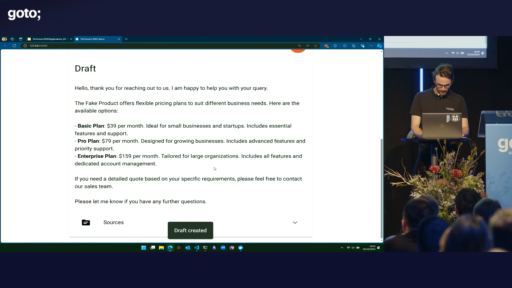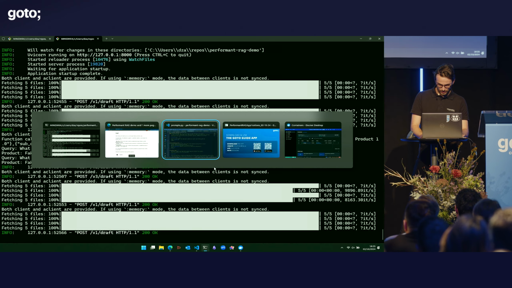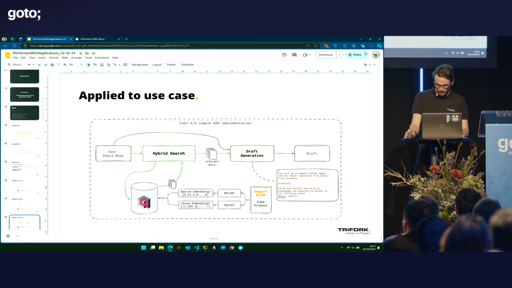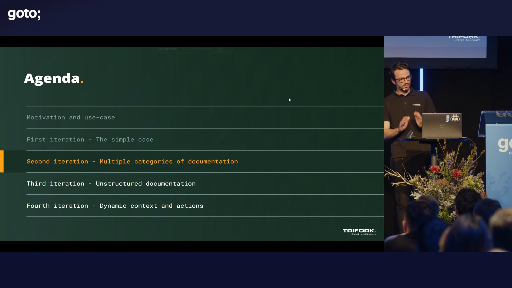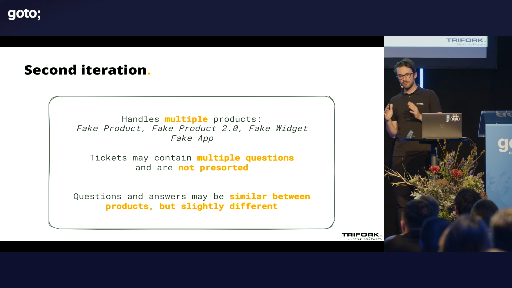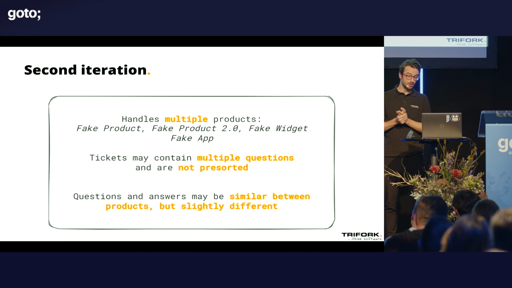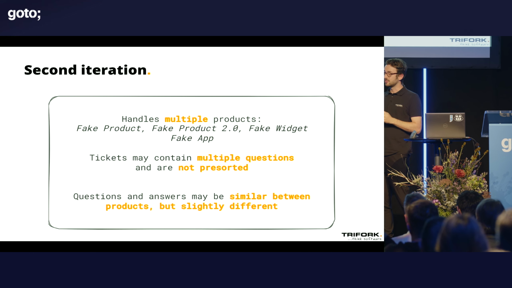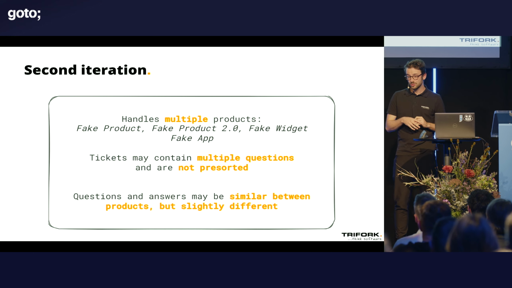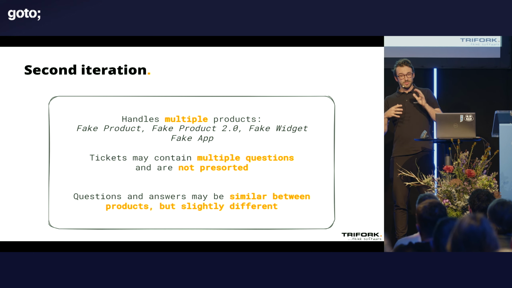So let's go back again. Oh, that's the code. So in the second iteration, we're going to change the use case a little bit. Now we have multiple products. There's fake product and there's fake product 2.0. There's also fake widget and fake app. Then we also now have tickets that can contain multiple questions. So these questions will not be pre-sorted. They can be contained in one sentence.